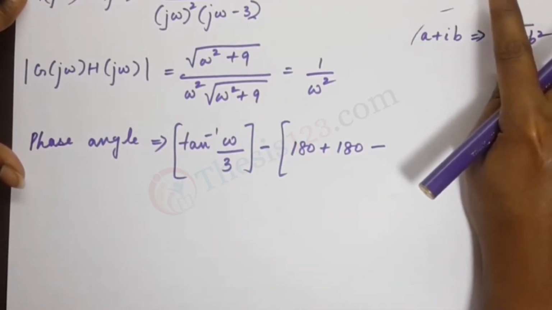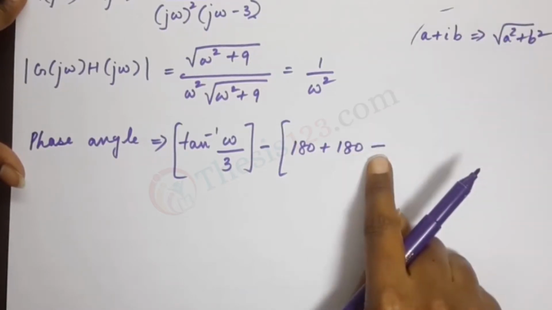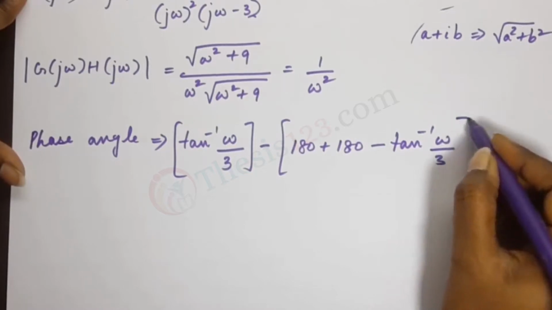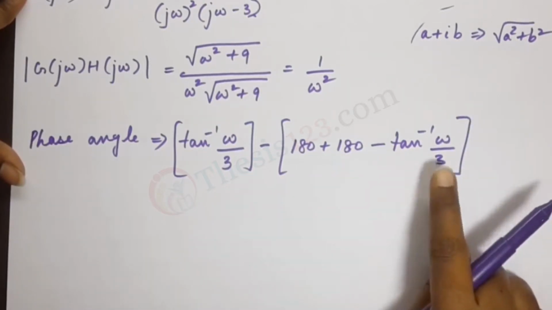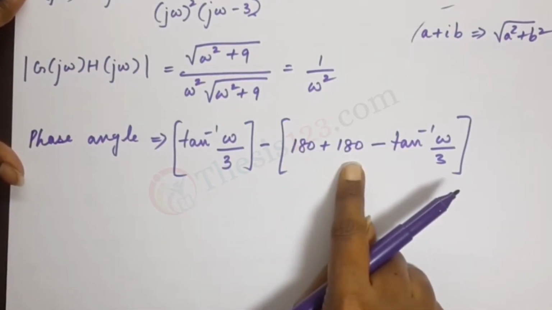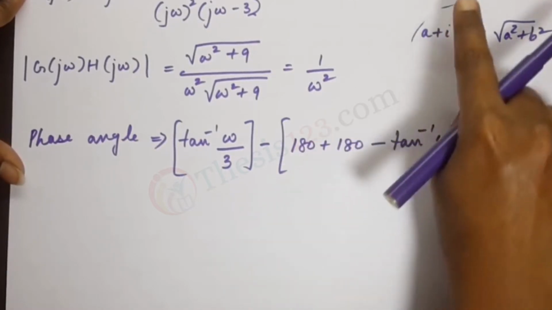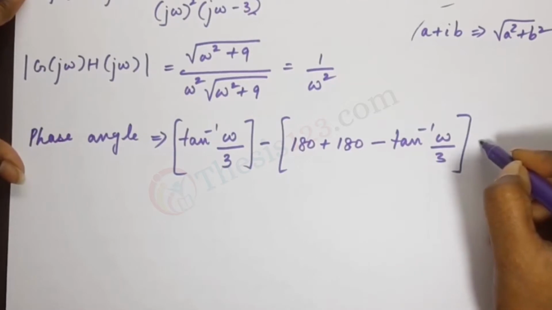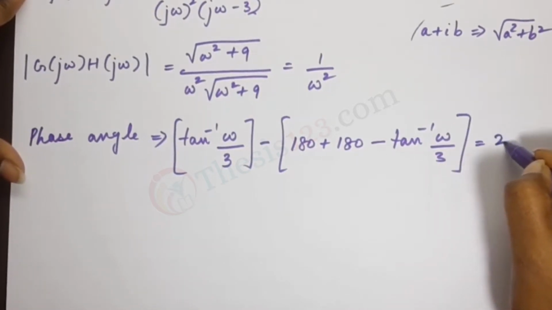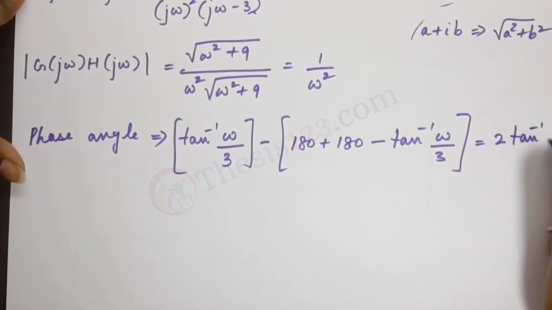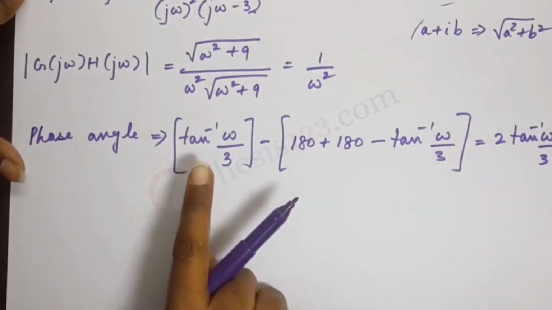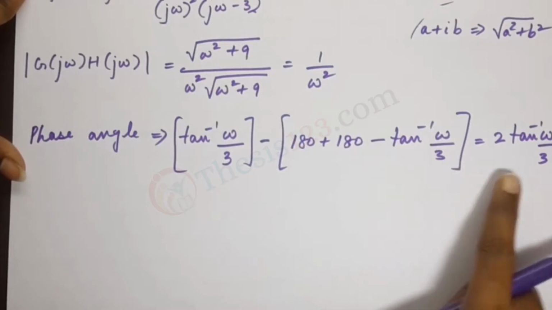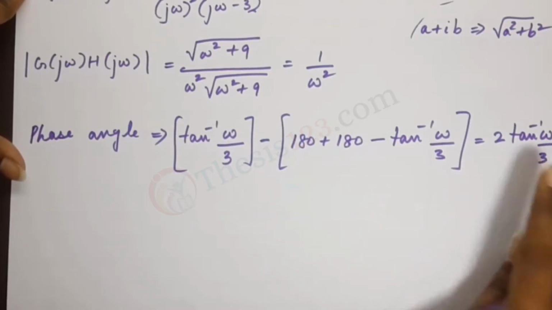And then minus, what do we have here? We have s minus 3. So s minus 3 is written as minus tan inverse of omega by 3. Now we evaluate this. As I said, that 180 plus 180 is 360, which means that for s square it completes an entire circle. So the phase angle would be evaluated as 2 tan inverse of omega by 3. We have tan inverse of omega by 3, minus and minus is plus. So we have 2 tan inverse.